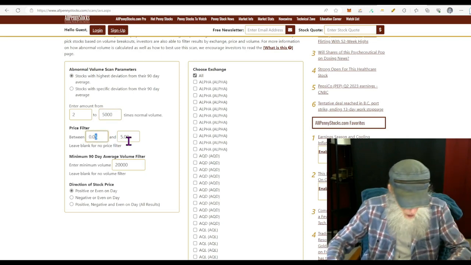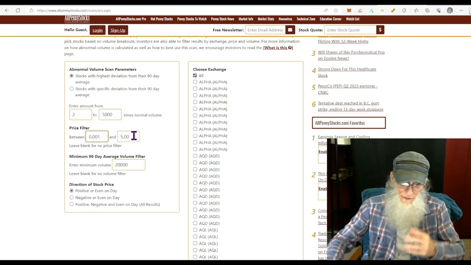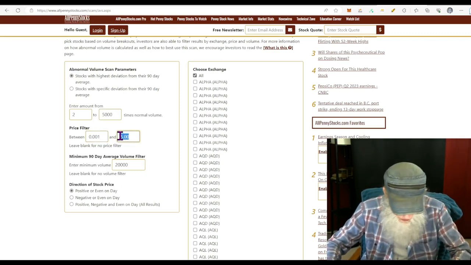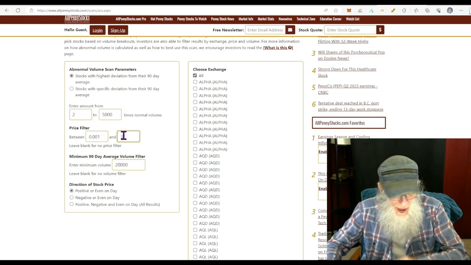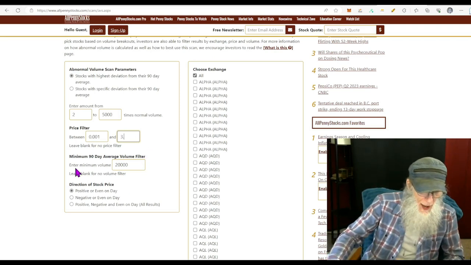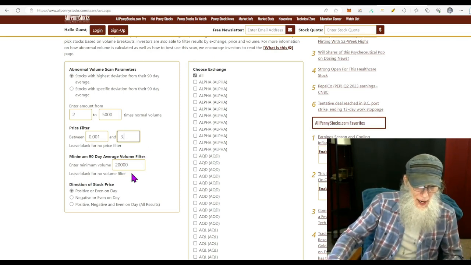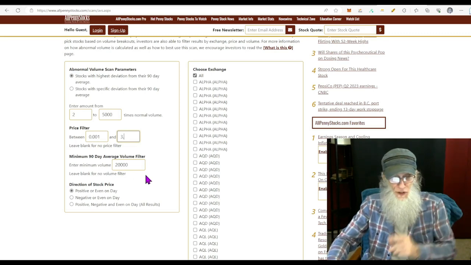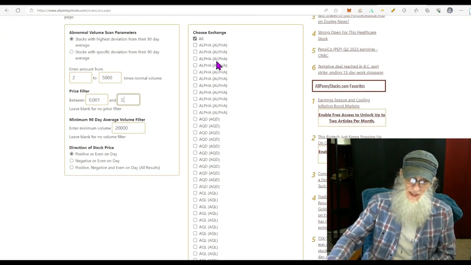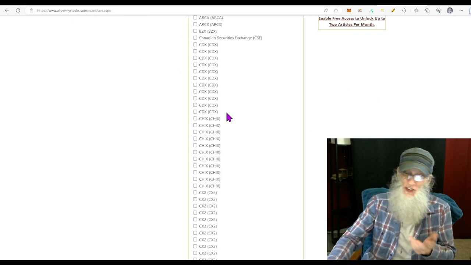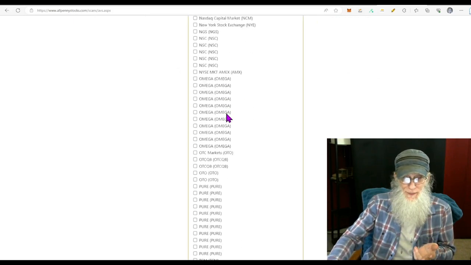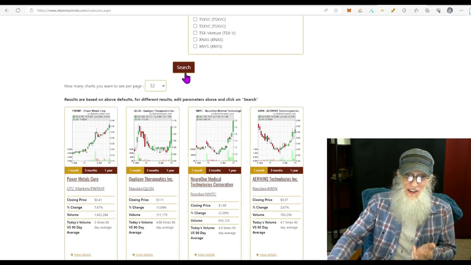I'm going to set this for 001, my favorite scan, and $3. That's my scan. That's what I want to see. And enter minimum volume. 20,000 for this is good. Now, they've got this bulk list here. You got to scroll all the way down. I know it's horrible. Find your search bar here.